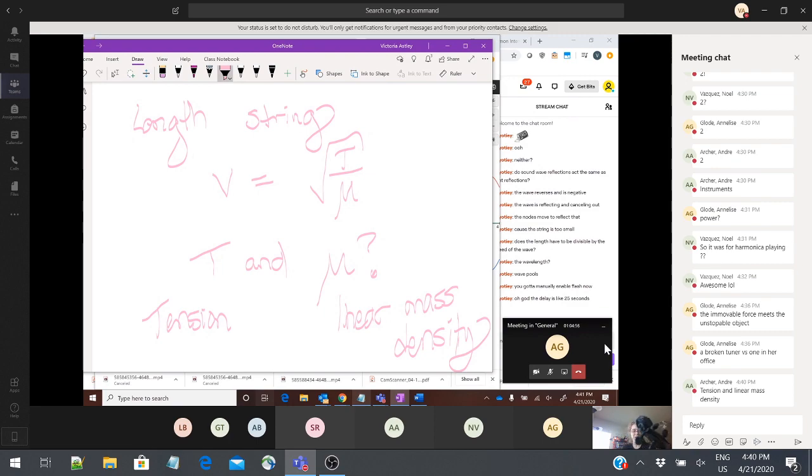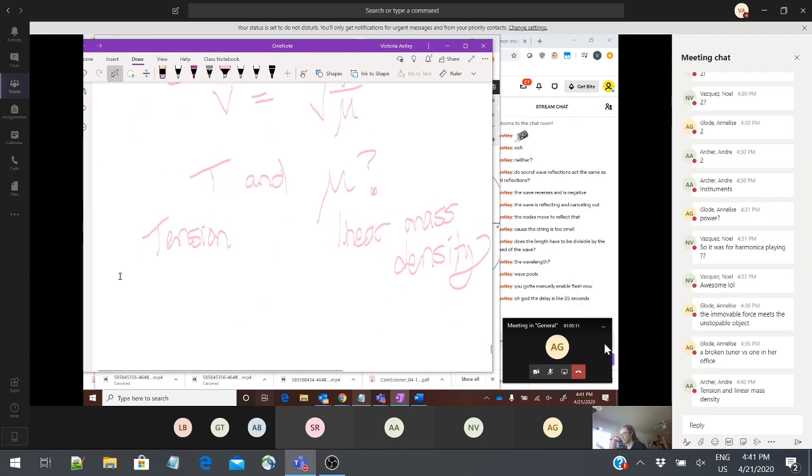Tension is what I control with these pegs at the top. By twisting them, it wraps up the string and then makes it tighter. So if I turn the peg and make it tighter, what happens?